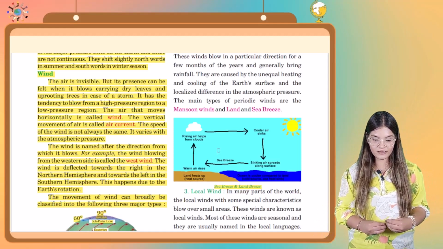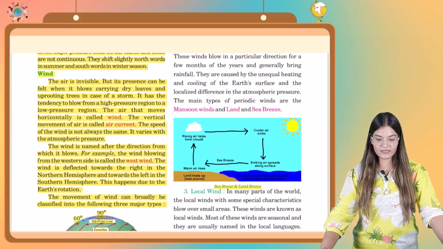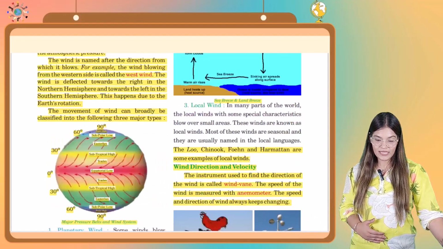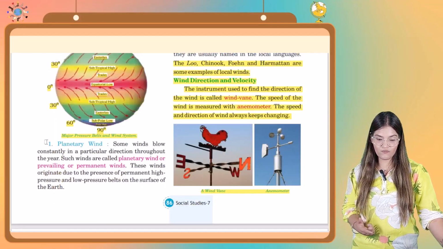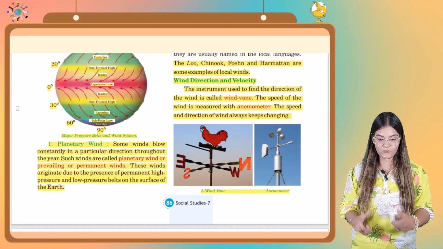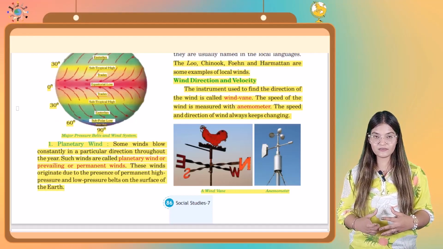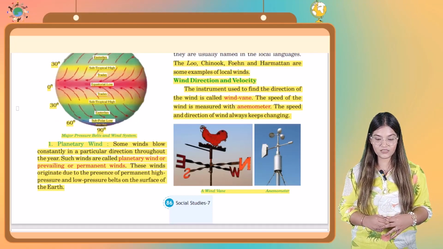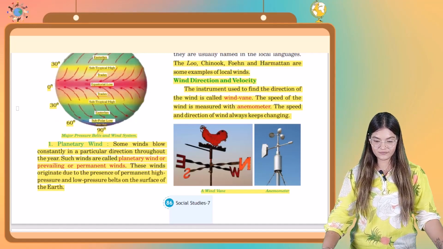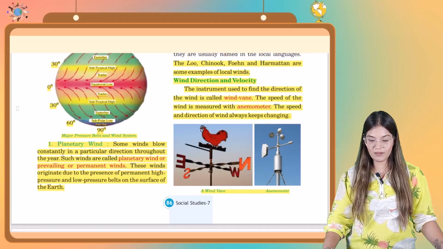The movement of wind can broadly be classified into three types. First is planetary wind. Some winds blow constantly in a particular direction throughout the year. मतलब एक ही direction में constantly move कर रही होते हैं. Such winds are called planetary wind or prevailing or permanent winds. These winds originate due to the presence of permanent high pressure and low pressure belts on the surface of the earth. The trade winds, the westerlies and the polar winds are examples of permanent wind.